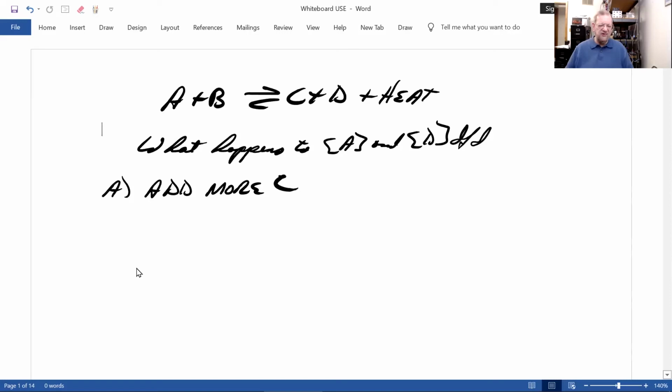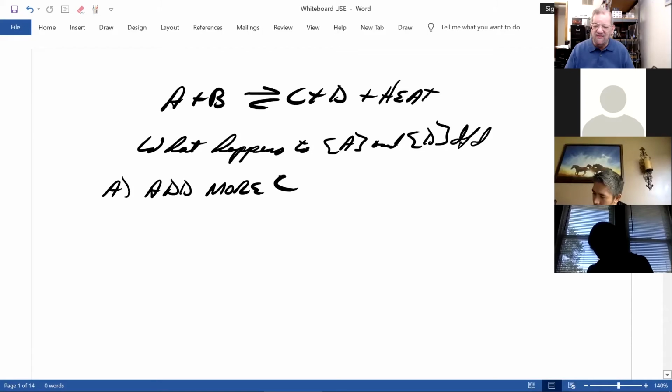Why don't you try this one first? What happens to the concentration of A and D if I add more C? And I should ask everybody to see my whiteboard. Thank you.